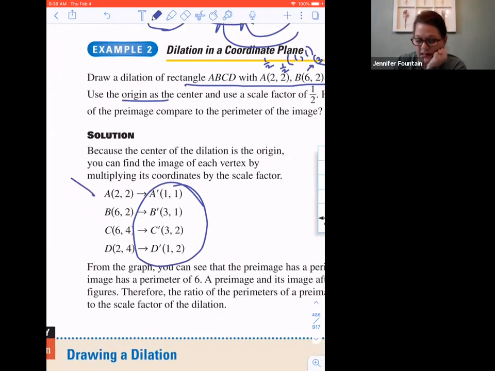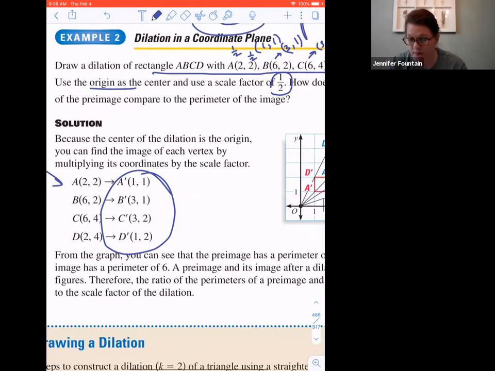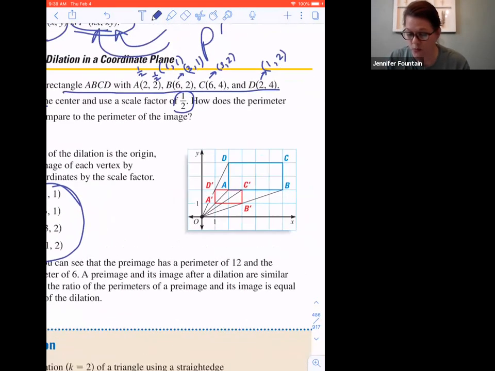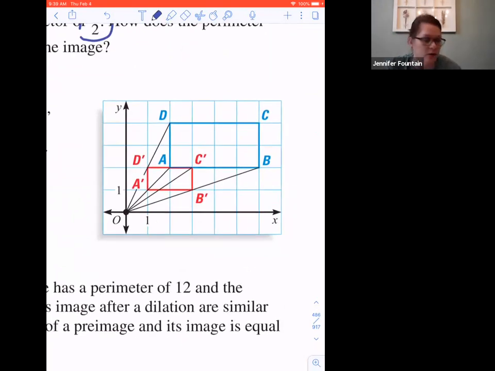So I take my original points, my scale factor is 1/2, so that means I have to multiply everything by 1/2, and I get my new points. So we can see that here we started with our blue figure, and then we ended up with our smaller figure. Remember, 1/2 is less than 1. So I know that my image is going to be smaller than my pre-image.